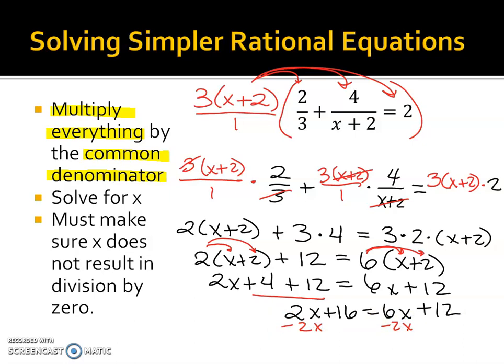So now we're just doing our normal solving stuff. Subtract my 12 over. So I've canceled the x's over here. I've gotten rid of that 12. And now we'd have 4 equals 4x. Divide both sides by 4, and you get that x equals 1.